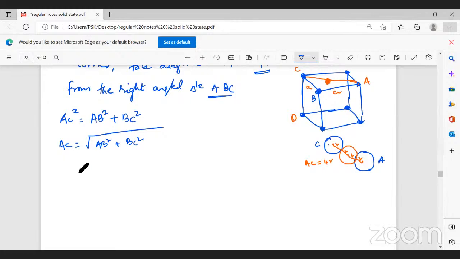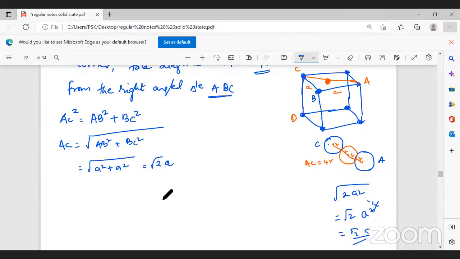What is AB? AB is a, so a square plus a square. Very good. Square root of a square plus a square, that will be equal to what? Square root of 2a square. It will be root 2 a. You can write it as the square root of 2a square. So root 2 and the square root, for a square, if you write, it will be half, so this will cancel. So it will be root 2 a. Correct? Yes or no?